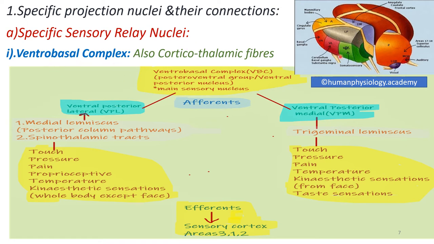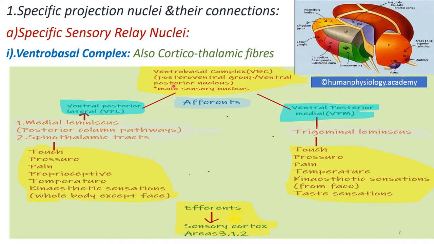Ventrobasal complex, if you see this, this is the portion which is called the ventrobasal complex, or the other name for this is the posteroventral group or the ventral posterior nucleus. So this is present in the ventral portion of the lateral group. This is the lateral part of the thalamus. It is present in the ventral portion of the lateral group. So this is the posteroventral or the ventroposterior nucleus. This is one of the main sensory nuclei of the thalamus.